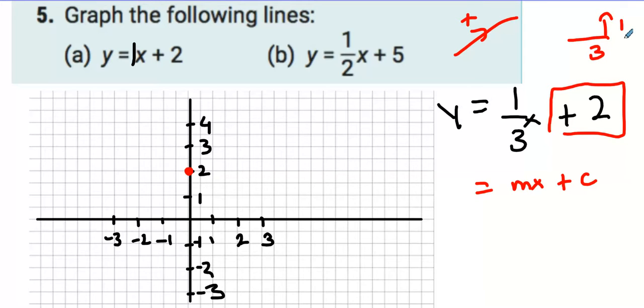3 across 1 up. Let's do it. 3 across 1 up is there. Or you can go 6 across and 2 up, which will be there. But either way, there's your line, isn't it? You happy enough to do that? So you'll be on question 4 and question 5 tonight. Keep going.